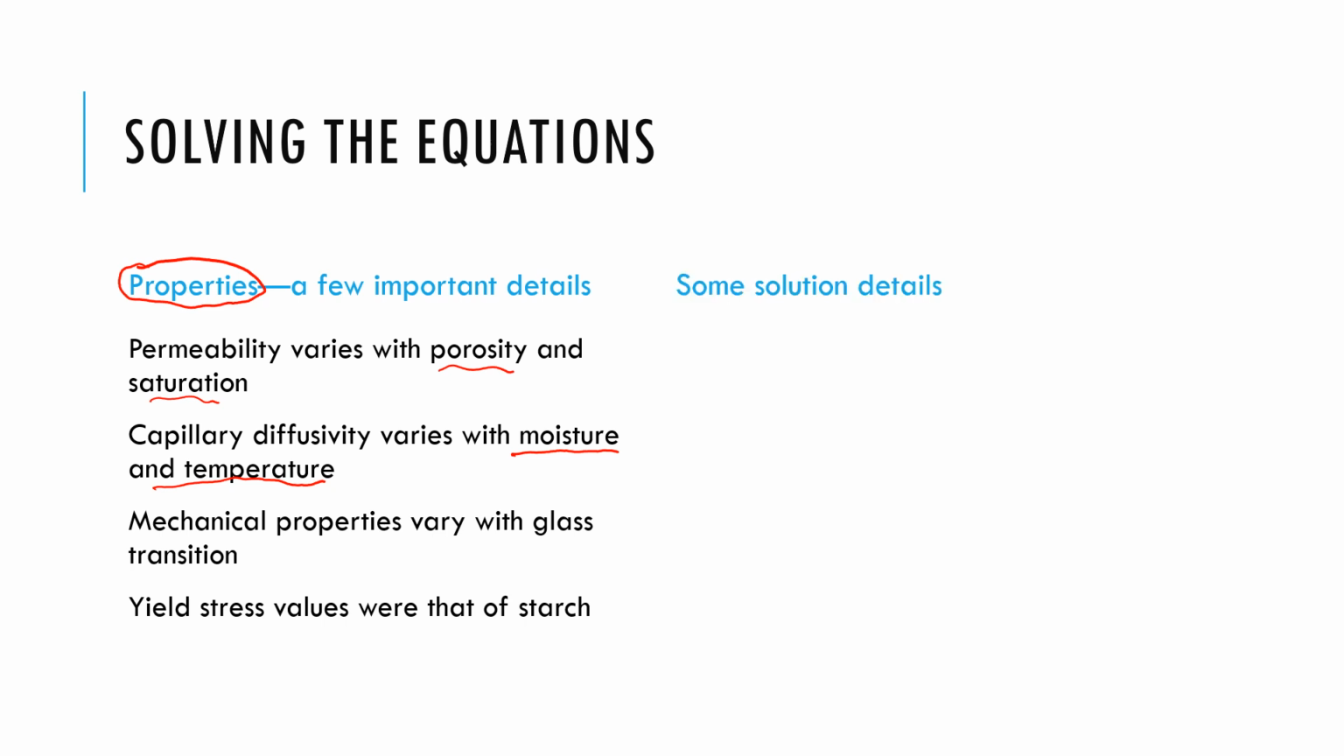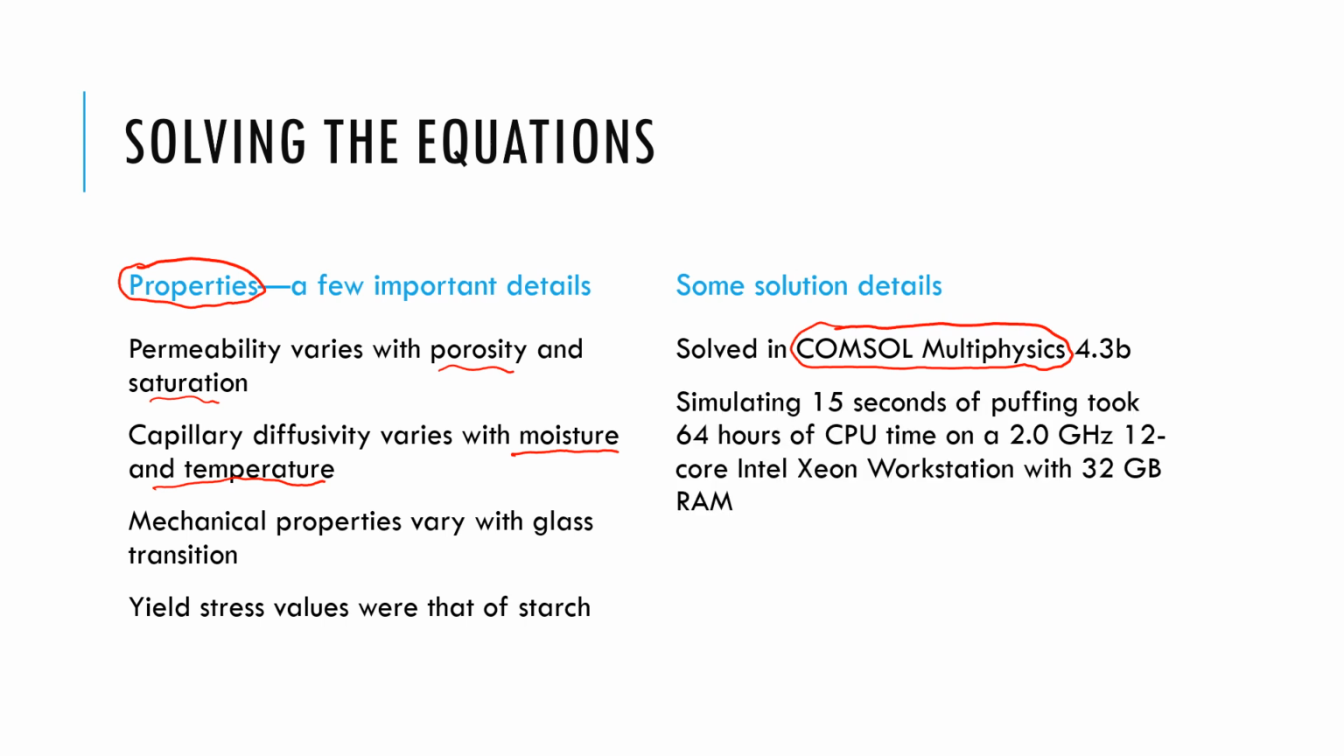So with that, we spend a few seconds on solution details. So they are solved in a commercial software, COMSOL Multiphysics, which is a finite element based software. There can be other ways of solving those equations, and they become computing intensive. So 15 seconds of puffing took 64 hours of CPU time on a 12 core machine.